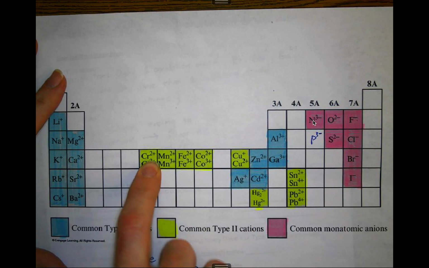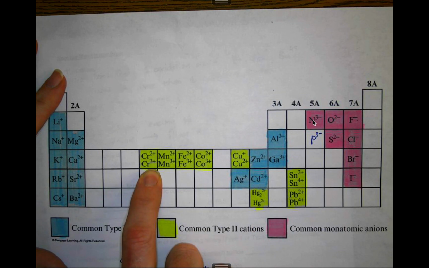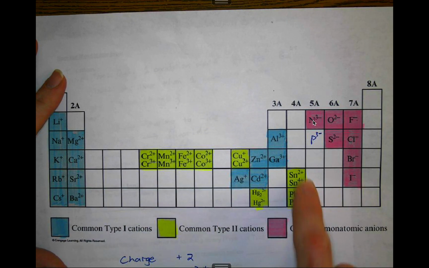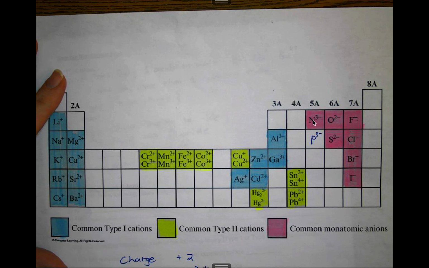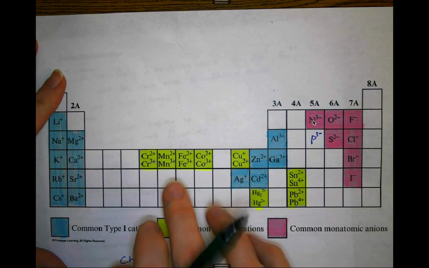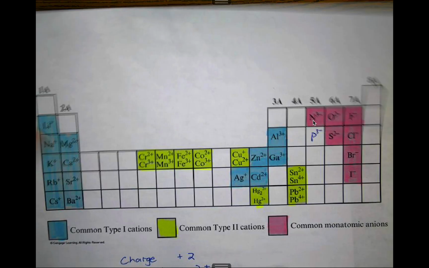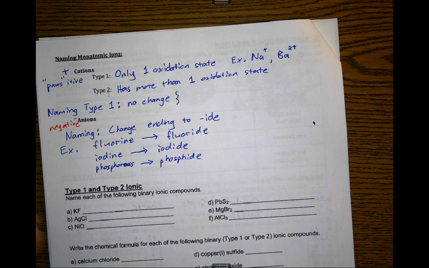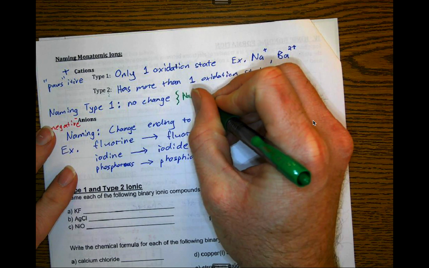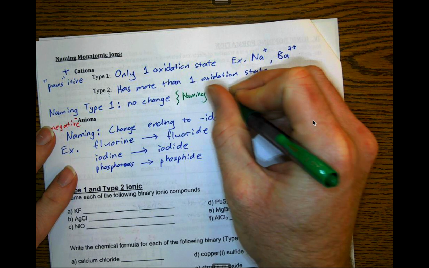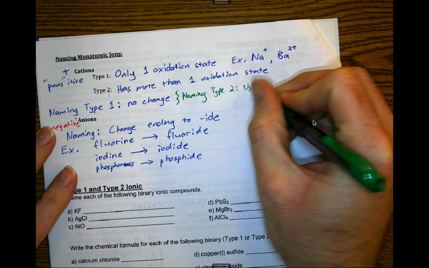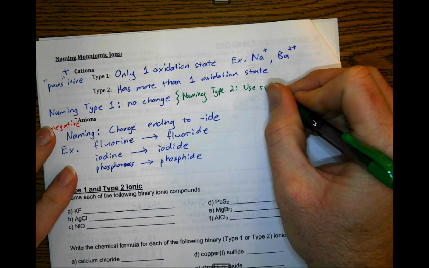So like chromium, and then manganese, iron, cobalt, copper, tin, lead, and mercury. All of these in here are type 2, but these are the most common ones, and these are the ones you'll find. So we have a different naming rule for those. Naming type 2 is we're going to use Roman numerals, and I'll explain what that is in a second.